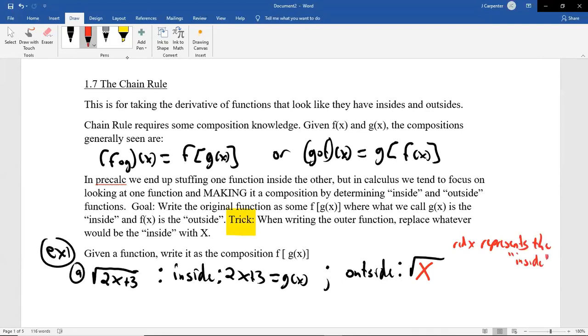And I'll try and use the color for emphasis for a while. Because this red X, if you were to plug this inside, if you took this, which is the inside, if you plugged it into the variable of the outside function, you would end up getting the original function. And that's exactly the idea of a composition. It's taking one thing, putting it into another thing, all of its X's, and then you get something else. And the something else would be the original problem.